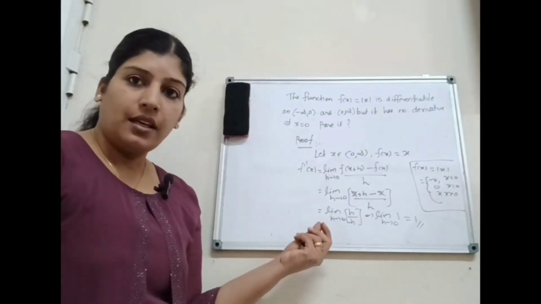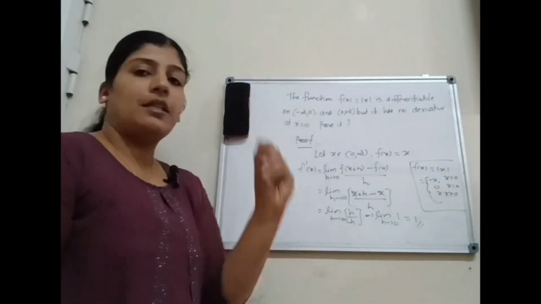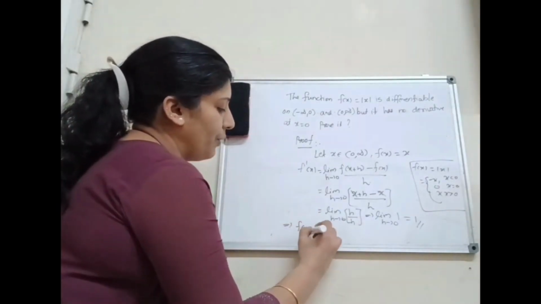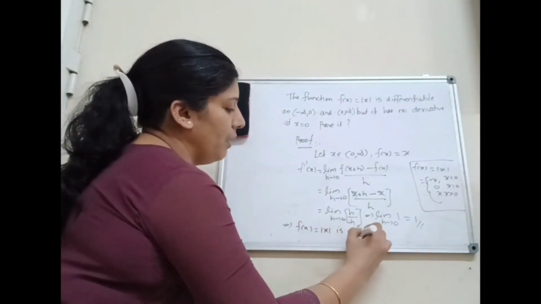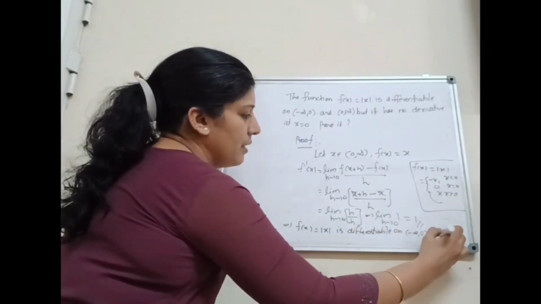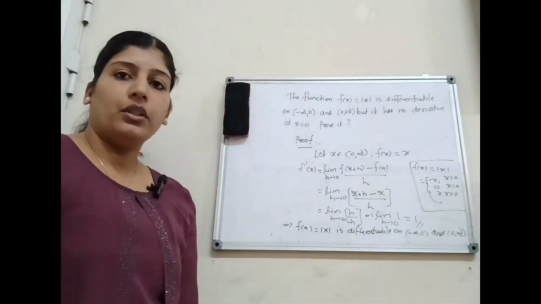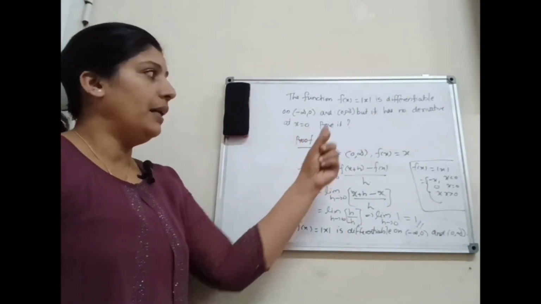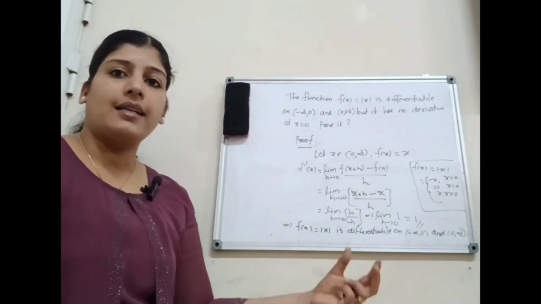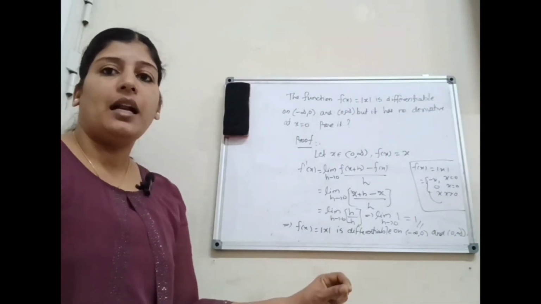That is, f of x equal to mod x is differentiable on the intervals minus infinity to 0 and 0 to infinity. That implies f of x equal to mod x is differentiable on minus infinity to 0 and 0 to infinity. That is, the given function is differentiable on both intervals. But it has no derivative at x equal to 0. How can we prove this? At the point x equal to 0, the function has no derivative. That means the function is not differentiable at x equal to 0.